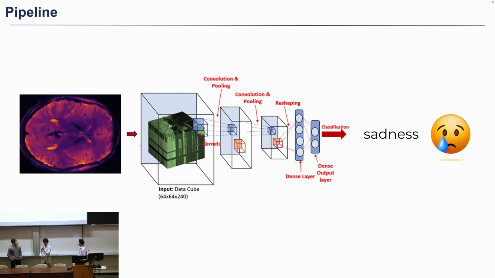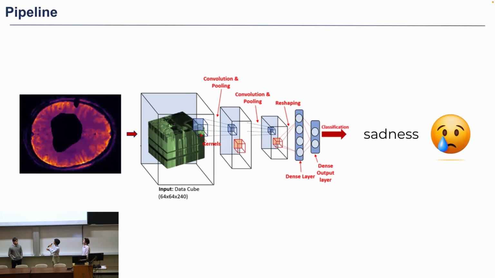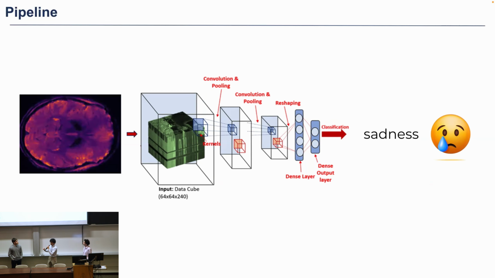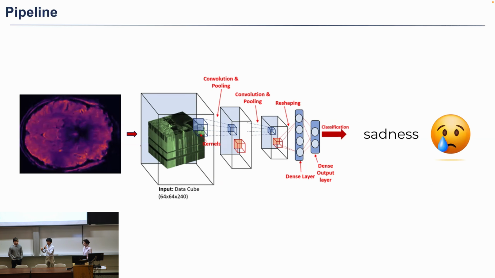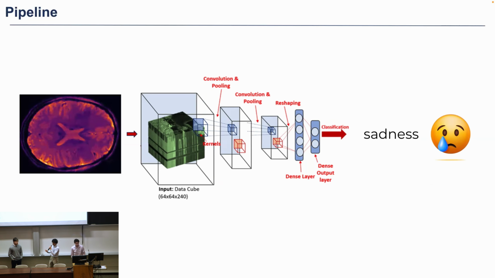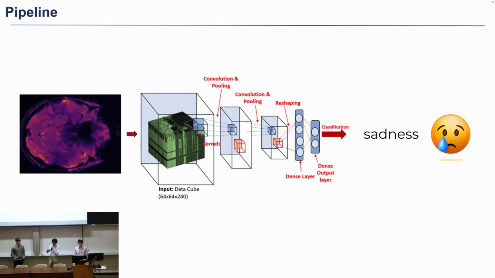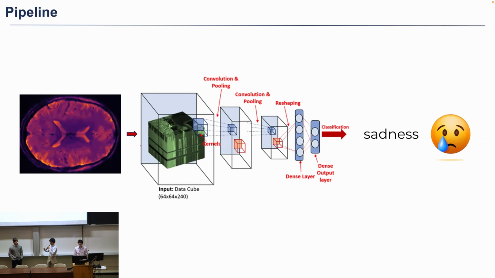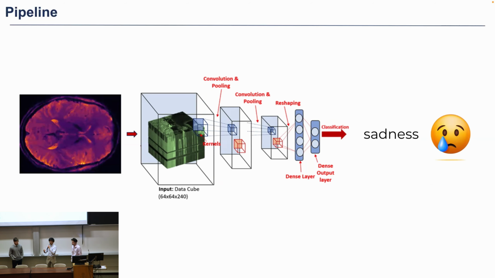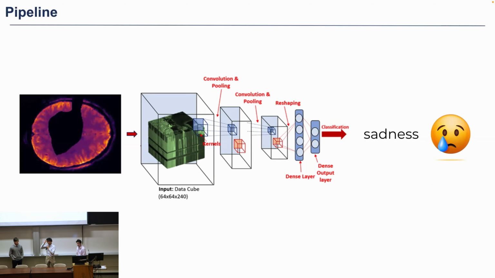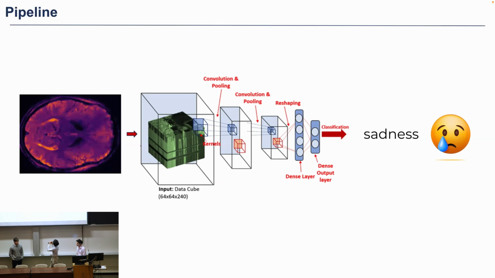Here's our high-level overview of the model pipeline. We begin by processing each 3D slice of a brain image using 3D convolutional and max pooling layers to extract low-level embeddings. Then these embeddings are fed into a classification head to produce one encoded emotional label, such as sadness.